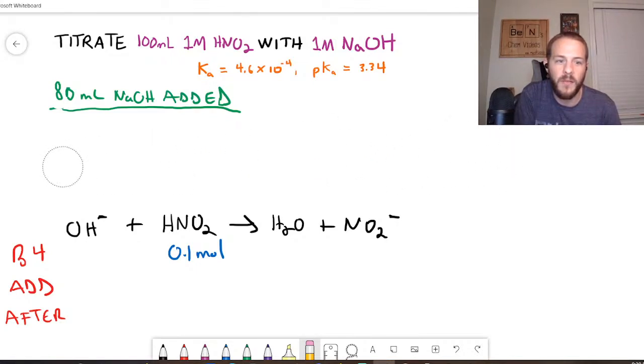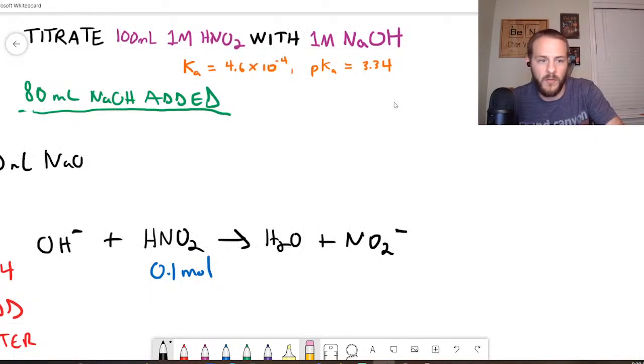All right, so I'm going to erase all this stuff that no longer applies. Okay, 80 milliliters, 1 molar sodium hydroxide. Got to convert that to moles once again. So we have 80 milliliters of NaOH.